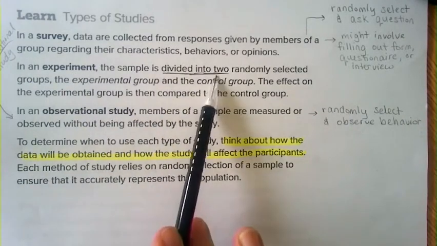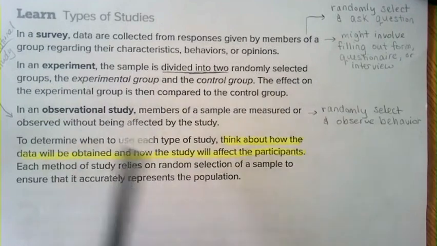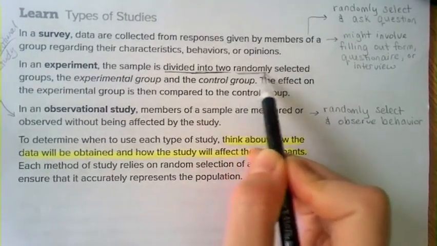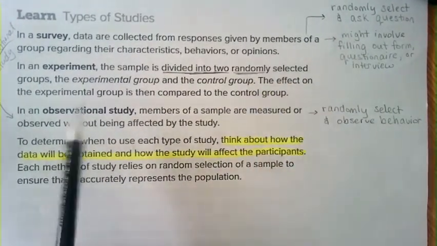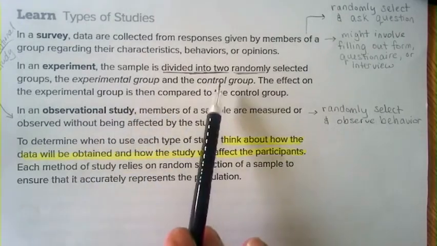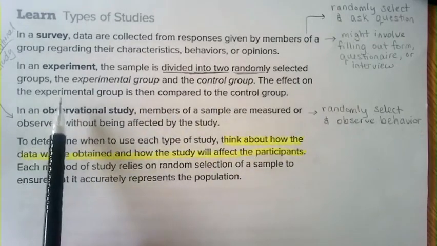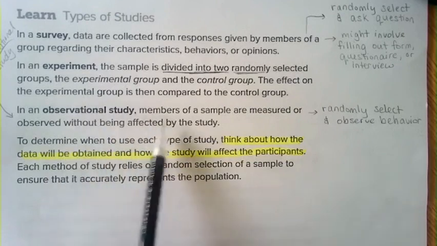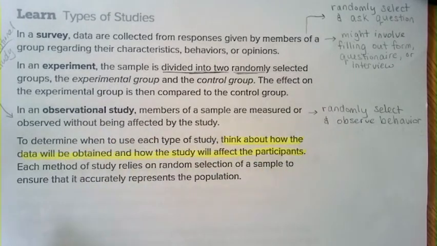Experiment is where you're going to divide it into two randomly selected groups. So make sure you underline that word randomly because that's very important. You're going to have an experimental group and a control group. You're going to have an effect on the experimental group that you're going to compare with that control group. Okay.